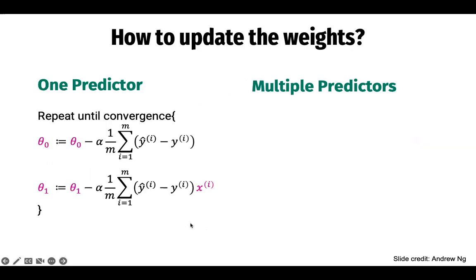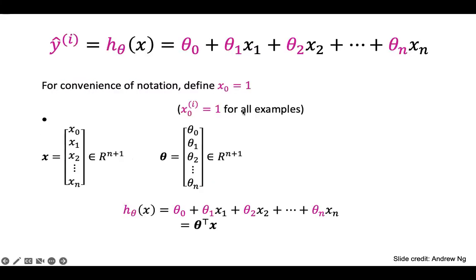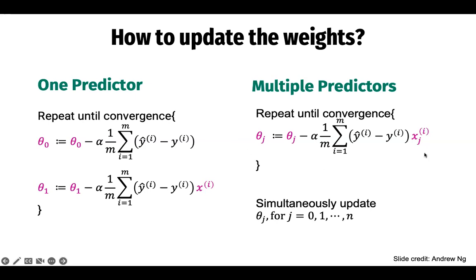If we only have one predictor, we have this formula for updating the weights, theta 0 and theta 1. If we have multiple predictors, we simplify it to one equation. We have theta j equal to the old value of theta j minus alpha times the dot product of error and x sub j. Now we simultaneously update all the weights, j equal to 0 to n.